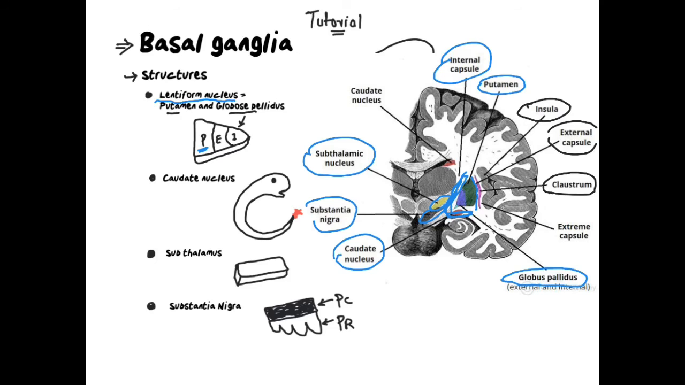So now, amongst all these structures, these four, the lentiform nucleus, the caudate nucleus, the subthalamus, and the substantia nigra, are the basal ganglia.